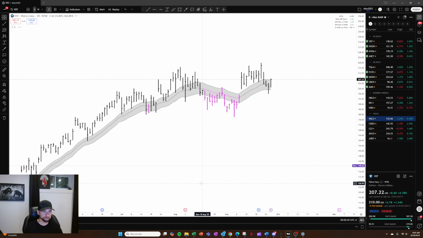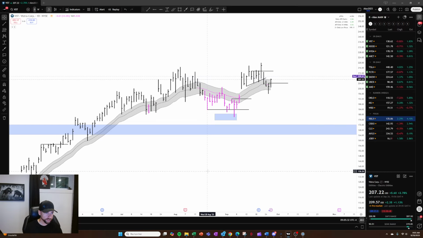VST, last one, gapping up as well, but might be into play. So the utilities kind of energy AI plays is setting up as a group. So you have VST, GEV, CEG, and EG. All those names are setting up at the same time. So VST is leading.